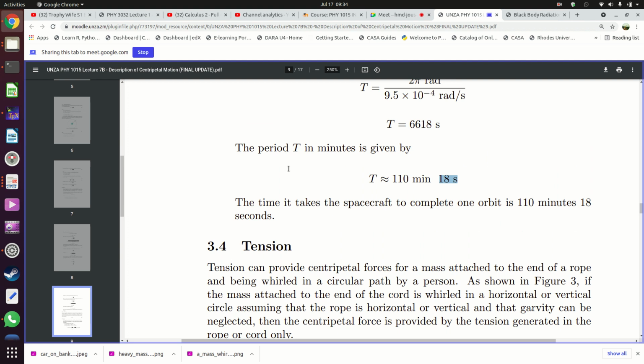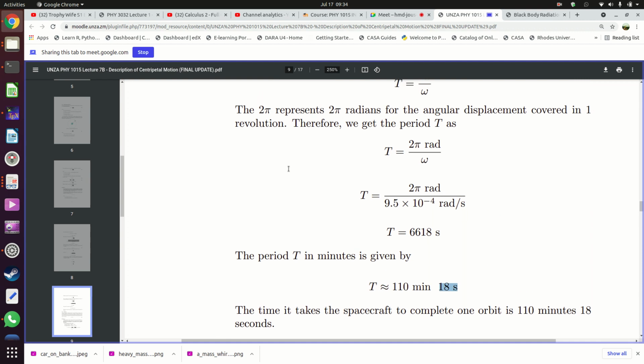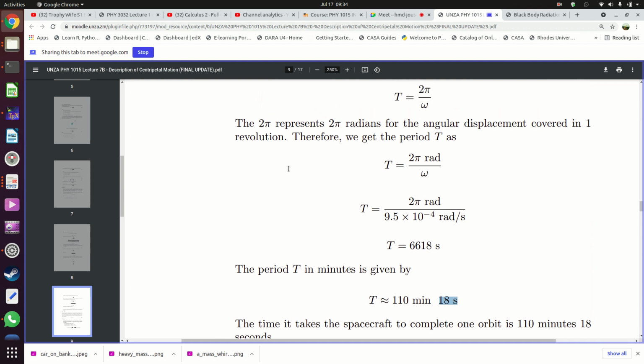Yes, I have a question. Yes, go ahead. If we have been asked to find time, are we supposed to leave the answer in seconds or in minutes? You can leave it in seconds, but you don't have a very good idea how much 6,618 seconds is. As a human being, if I tell you it's going to take 6,618 seconds, you have no idea how much time that is.